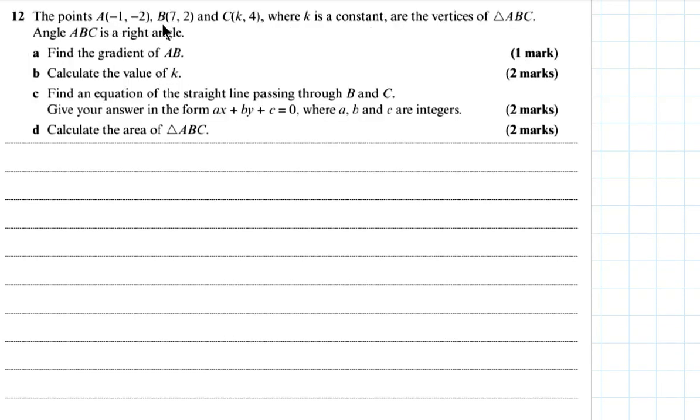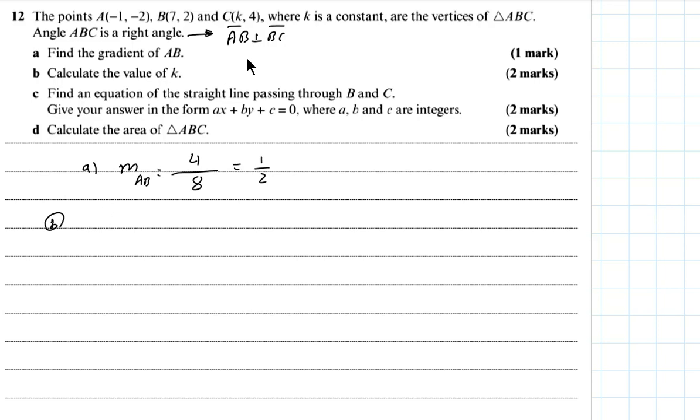Question 12. The points A(-1, -2), B(7, 2), and C(k, 4), where k is a constant, are the vertices of triangle ABC. Angle ABC is a right angle, very important given. B is a right angle means that AB is perpendicular to BC. A, find the gradient of AB. It's very easy, of course, because the gradient of AB is equal to (y2 - y1)/(x2 - x1), which is (2 - (-2)) = 4, over (7 - (-1)) = 8. It will be half.